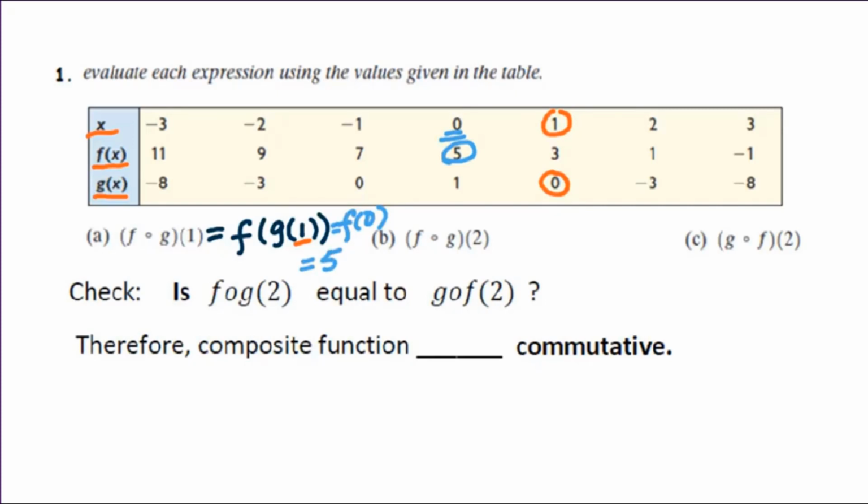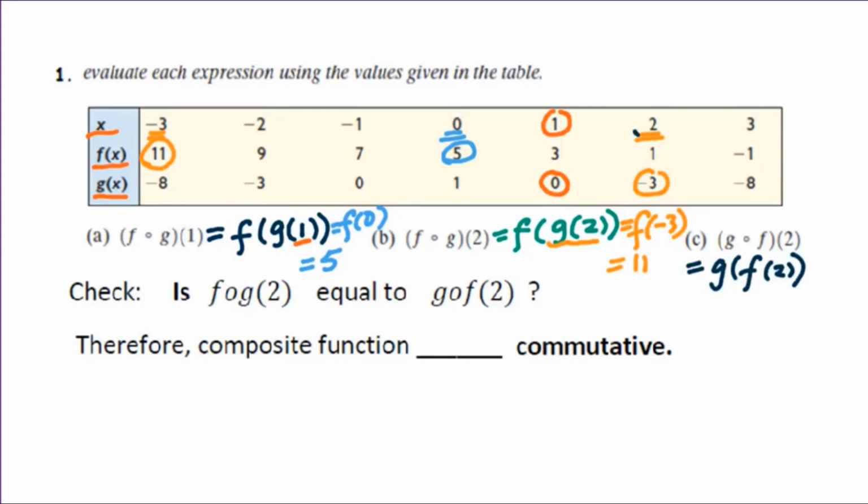Now let's go to B. f of g of 2. For g of 2, find the 2 first. Then the g function is negative 3. Therefore, we get f of negative 3. Then we go to negative 3, the f function, that is 11. So we got 11. For C, g of f of 2, we will find the 2.